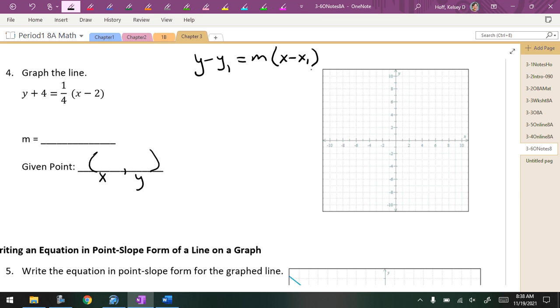It's kind of a hint too. If you don't know which one's X or Y, the one in the parentheses is with the X, right? That's your clue that it's with the Y. Right, you know which one to use. I remember.